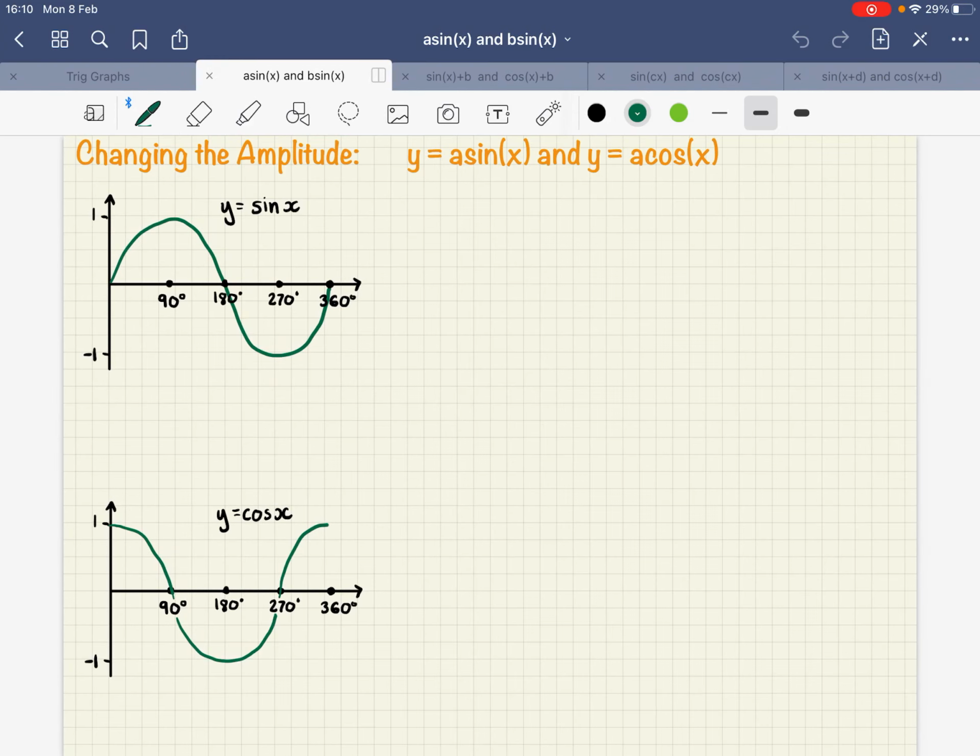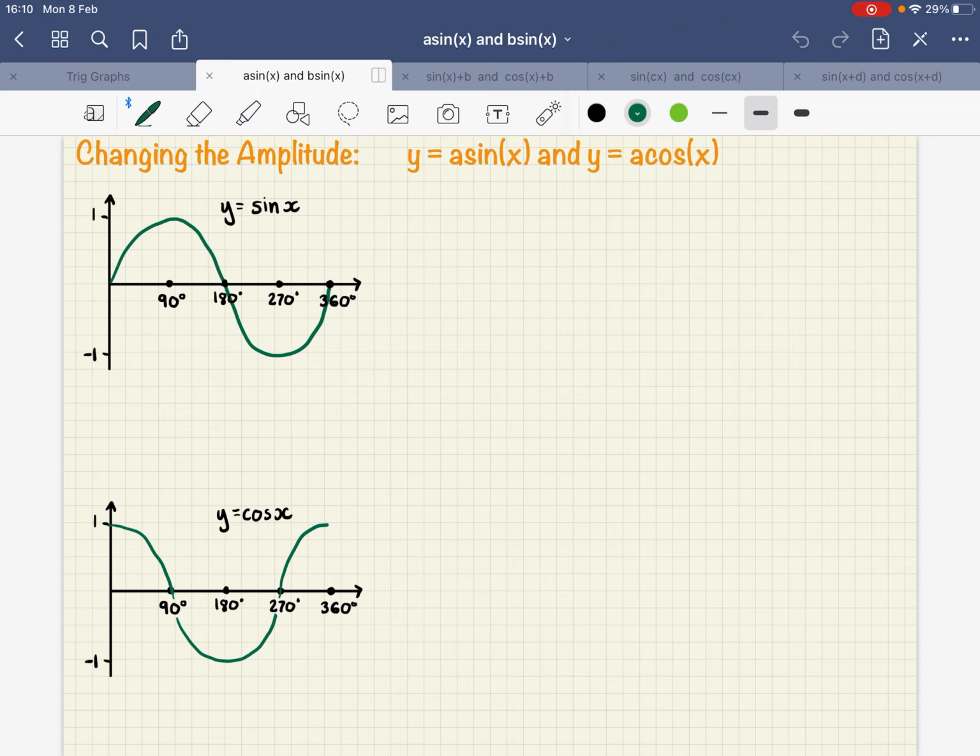Alright, so in this video we're going to be looking at changing the amplitude. This is our first one for our trig graph transformations. We're mostly going to be looking at the sine wave and the cosine wave in this video and subsequent ones. However, you can still apply these ideas to the tangent function as well. So let's take a look at it.